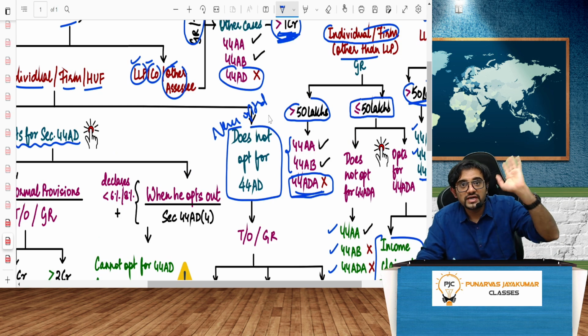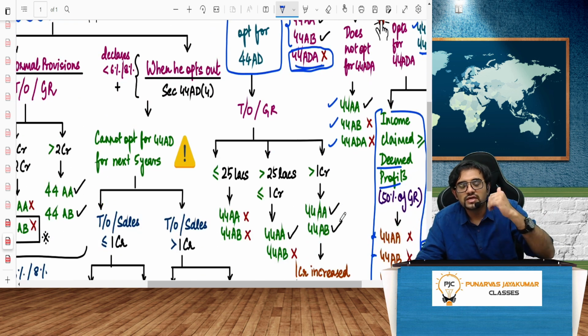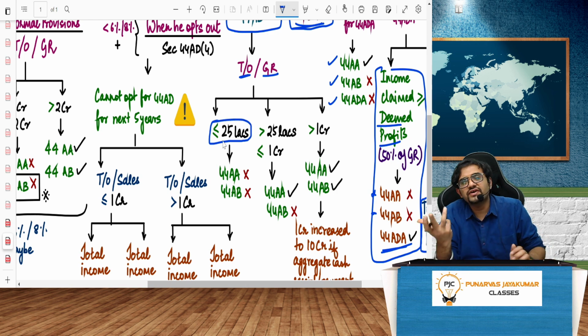He has never opted in his life. What? 44AD. So for him, normal provisions will continue, right? What is it? The turnover or gross assets, if it is less than or equal to 25 lakh. Sir, why did 25 lakh come?